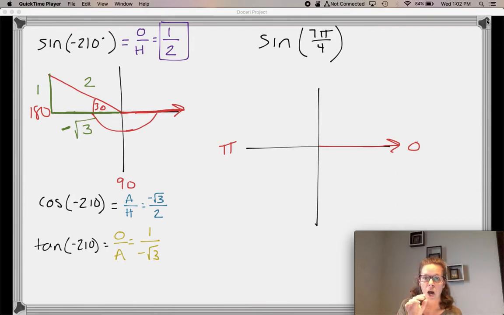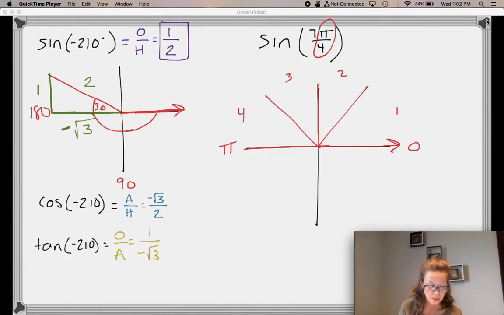So we're going to cut each pi into 4 pieces, pi divided by 4. Okay, so we're going to take pi and divide it into 4 pieces. Pi is half of a circle. So we're going to cut the top half of the circle into 4 equal pieces. So 1, 2, 3, 4 pieces.